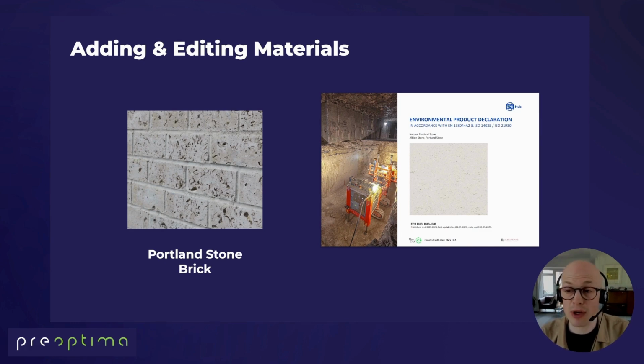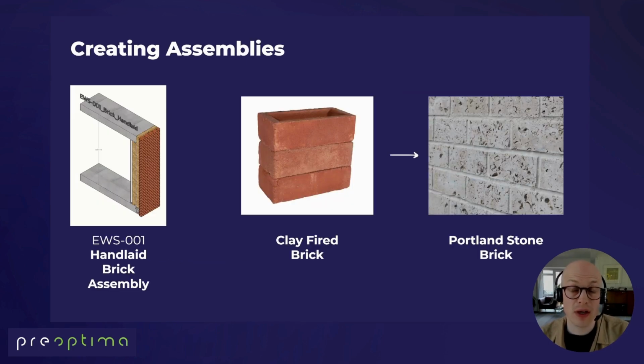We're going to be using this product for a natural Portland stone brick, which has come from Albion Stone. This EPD was downloaded from the MBS database. So to start this example, we're going to pick up EWS 001, which is our hand-laid brick facade assembly. We're going to take a clay-fired brick and swap it out for a Portland stone brick and see what happens to the carbon.